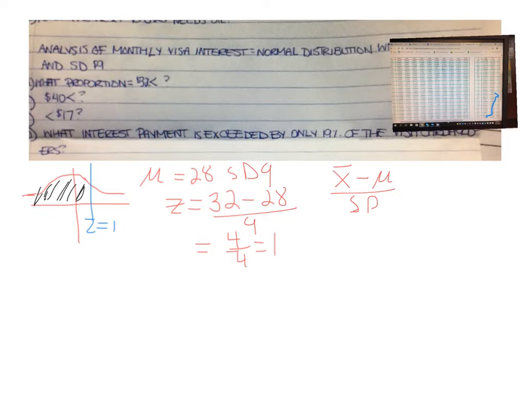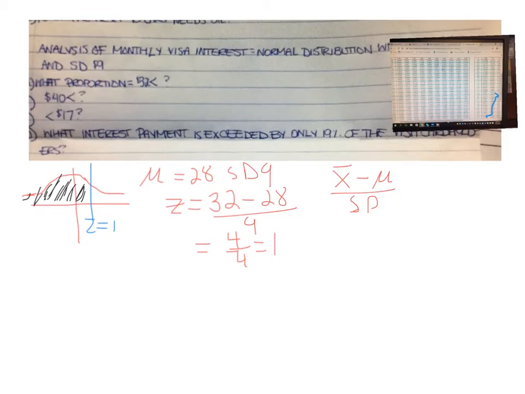The question didn't ask us, I don't think, well, what did it say? It said proportion less than 32. Oh, okay, sorry. For this one, it does ask us for less than 32. And so if we look it up on the chart, for a Z-score of 1, what it's going to tell us is the proportion or the percentage of the curve that is to the left of this Z-score line, which is exactly what we're looking for.